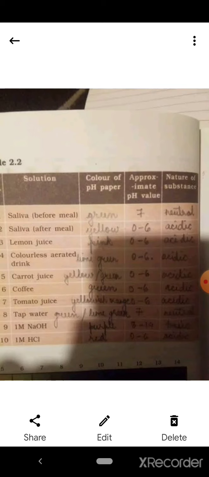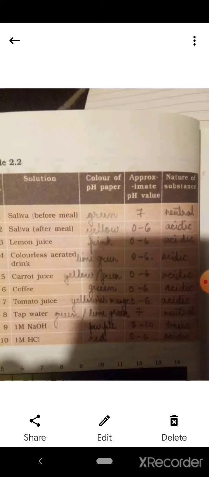When we consider a solution of saliva, then the pH paper shows color green. The pH value is what? 7. So the nature of the substance is neutral. Whenever the pH value is 7, the substance is neutral. If the value lies between 0 to 7, then it is acidic in nature, and if its value lies from 7 to 14, then the nature is alkaline or basic.